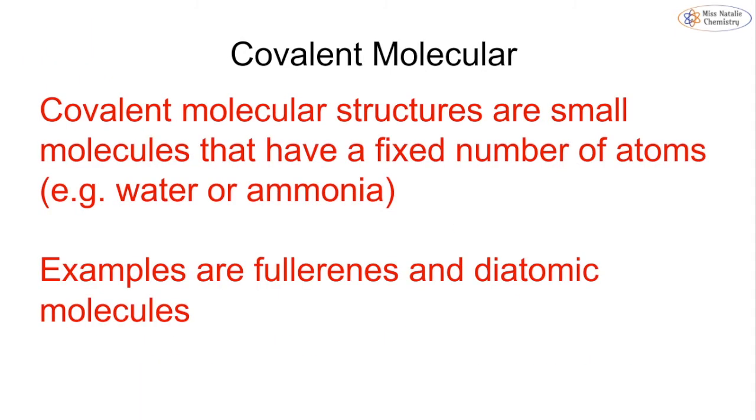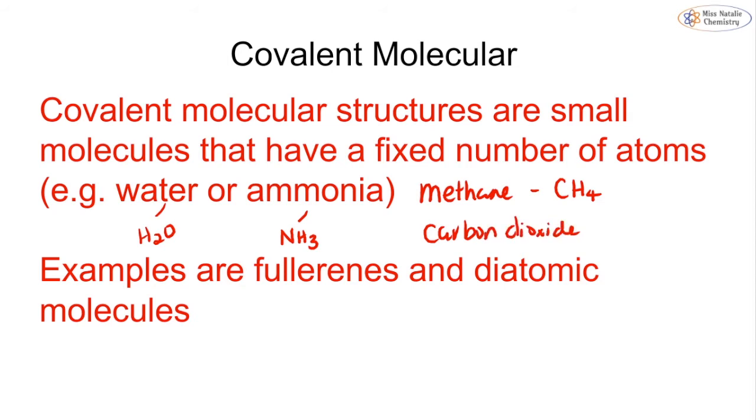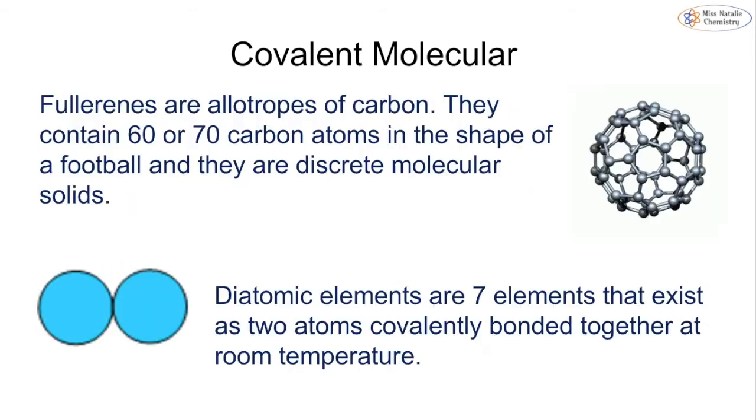So another example of a covalent molecular substance, as I said, could be water. We can also have ammonia, which is NH3, methane, which is CH4, or carbon dioxide, CO2. These are all molecular structures because they all have that fixed number of atoms. So we have, for example, in carbon dioxide, 1 carbon to 2 oxygens, and we always have that. So some other examples could be substances called fullerenes or diatomic molecules.